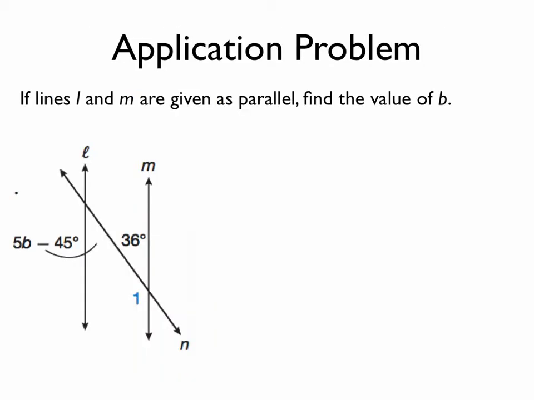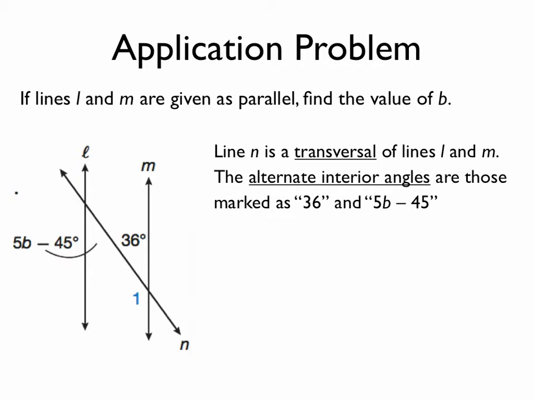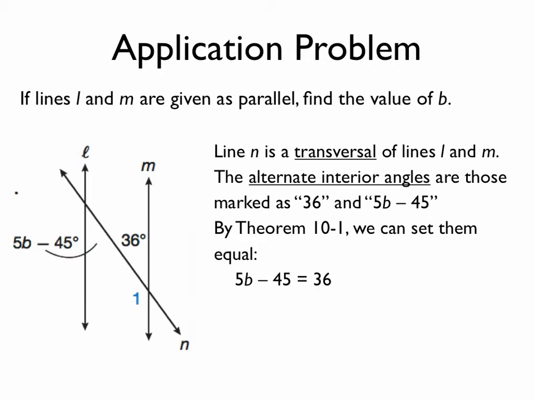Here's our first application problem. We have a diagram where two lines are given as parallel and we are asked to find the value of B. First, notice that line N is a transversal, that the two alternate interior angles are marked as 36 degrees and 5B minus 45. So we can set them equal because of the alternate interior angles theorem. And we can just use algebra to solve for B. And so B is 16.2.